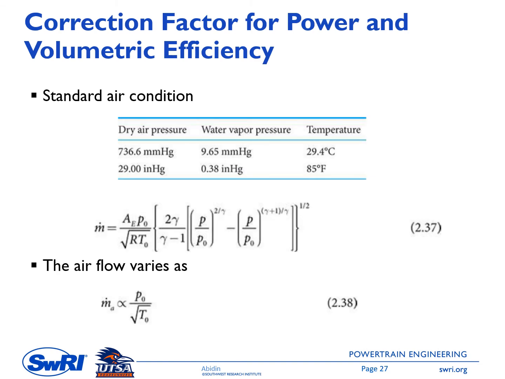The next one is correction for power and volumetric efficiency. This correction is needed when the engine is tested under non-standard air condition. The standard air condition is shown in this table, so it has a certain dry air pressure as well as water vapor pressure. So it means the air is wet air, and we learn about this wet air in Thermo 2 under psychrometric analysis. And this is the corresponding temperature of the standard air.